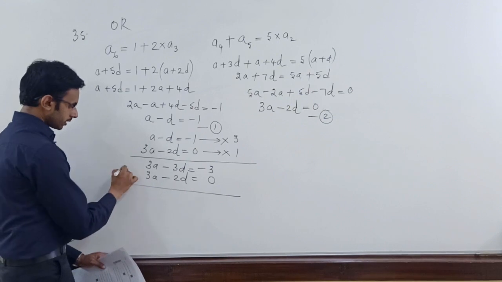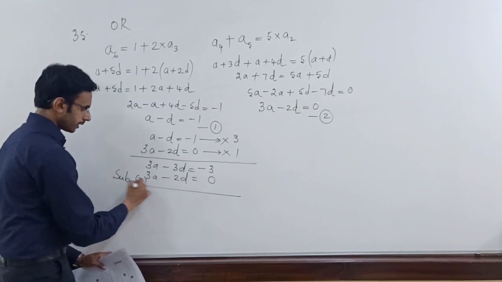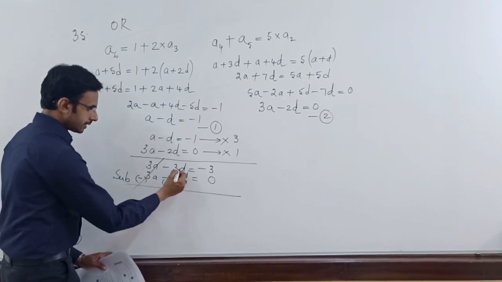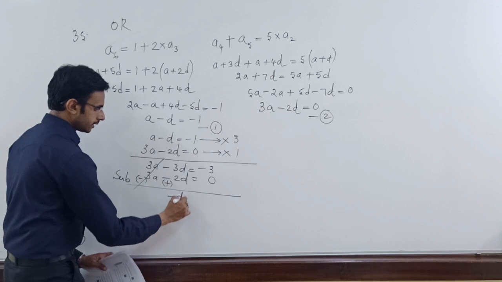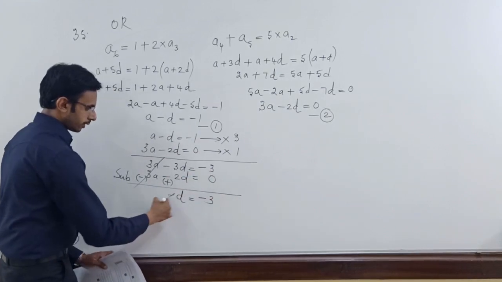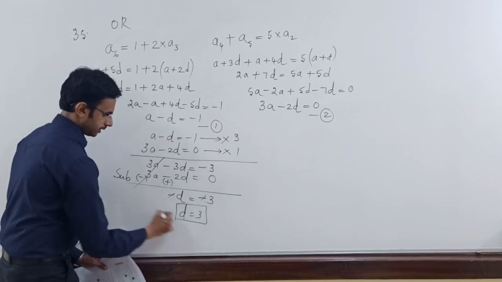Now the rule of elimination is we need to subtract here, because 3a and minus 3a will cancel out. So minus plus, so these two will get eliminated. Minus 3d plus 2d is minus d. Minus 3 plus 0 will be minus 3. So we can cancel out minus on both the sides. We get d as 3.